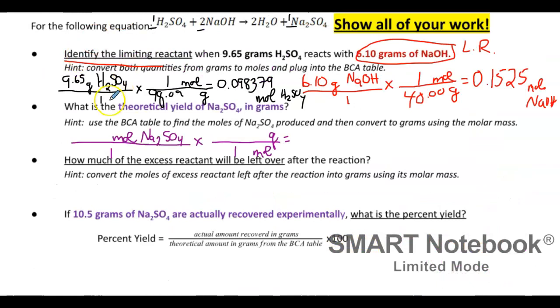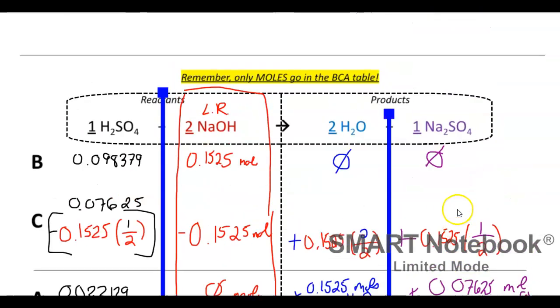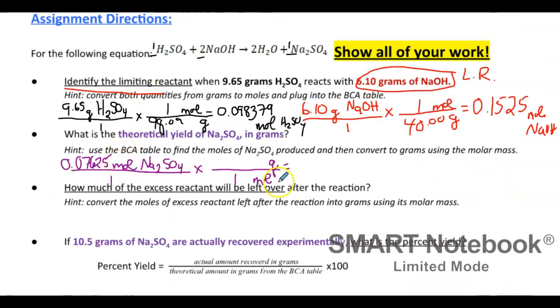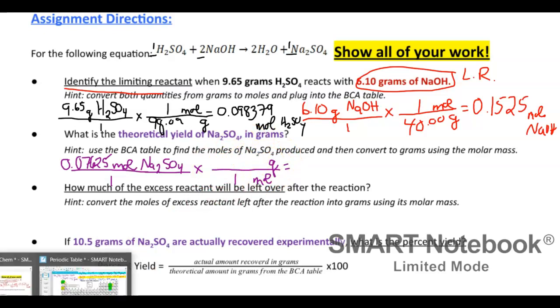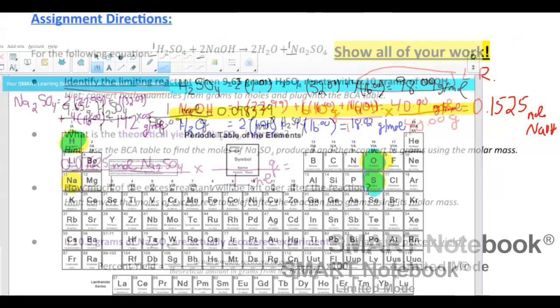0.07625 moles of sodium sulfate, and that number came right here from my BCA table work. And now I want to get rid of moles and convert to grams. So I have to go to the periodic table and find the molar mass of sodium sulfate, which I happen to have right here. Sodium sulfate, there are 2 sodiums, there's 1 sulfur, and there are 4 oxygen. So our mass is 142.05 grams per mole.